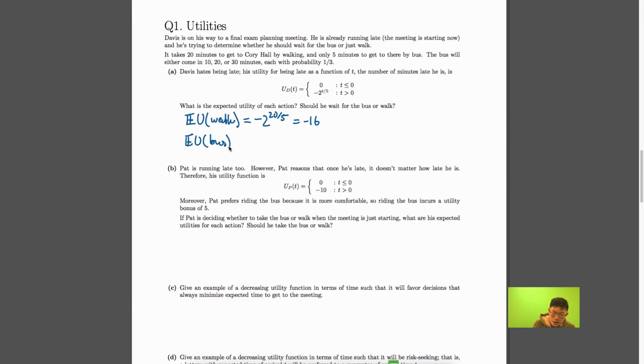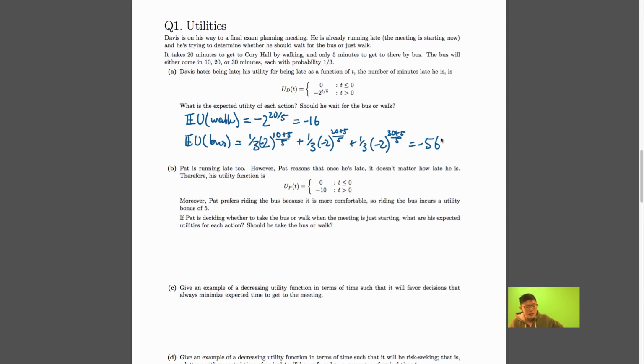But if he wants to take the bus, we have to take into account the variableness of the amount of time that the bus will take to get here. So with 1/3 probability, the bus will take 10 minutes to get here, which means that he will incur a utility of 10 plus 5 minutes to actually ride the bus to get there. It might also come in 20 minutes, and so his utility will be 20 plus 5 over 5. And similarly for 30, resulting in an expected utility of -56.